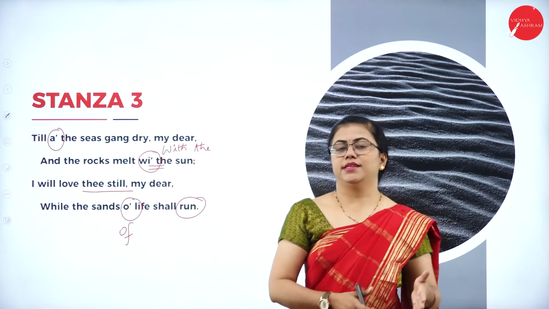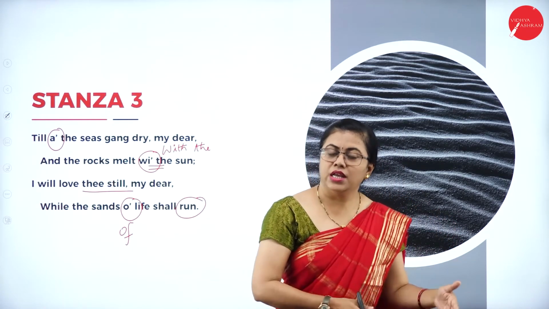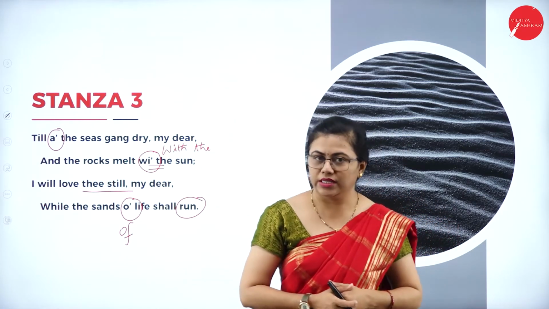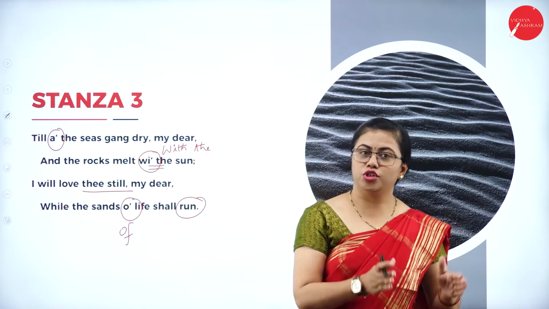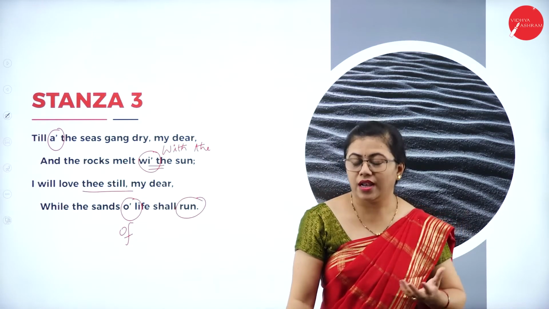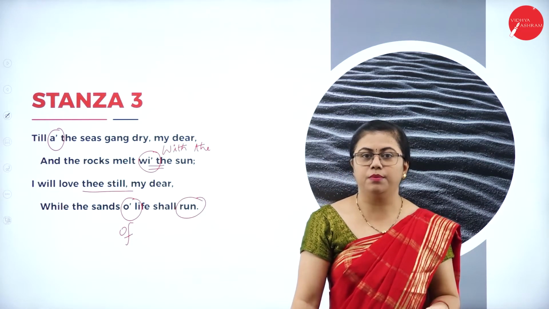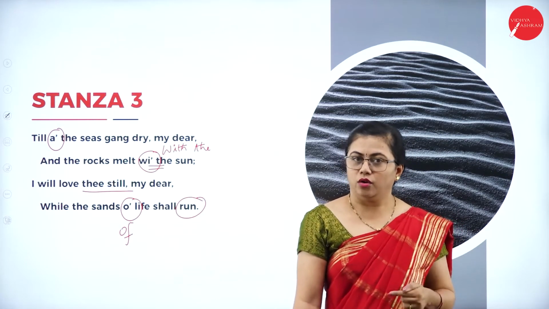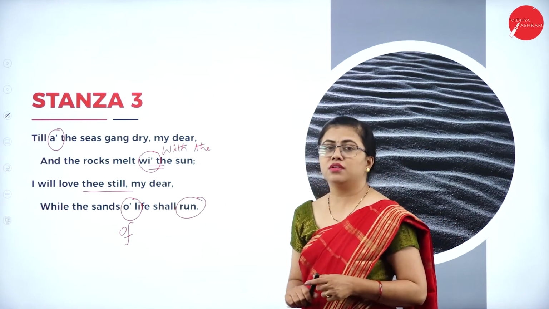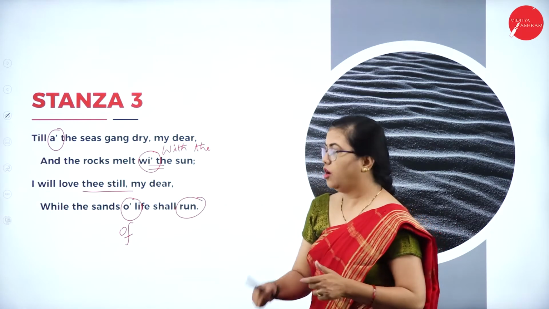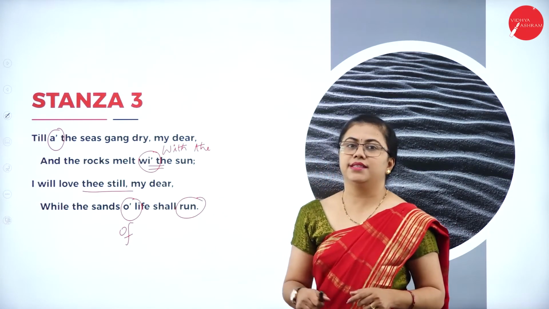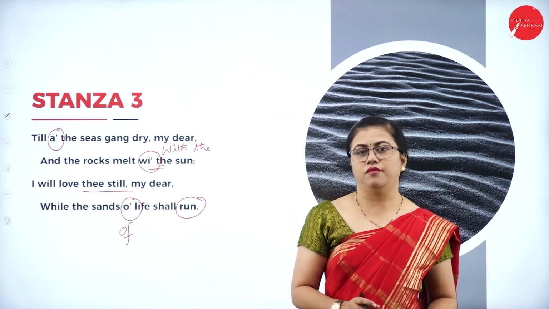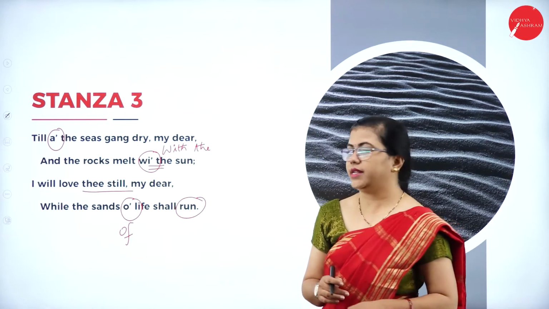So what is a comparison by the poet? He expresses the depth of his love towards the girl. He wants to tell her that his love is so deep. I'm going to love you till the oceans get dry, and also till the rocks melt due to the heat of the sun, or till all the sands in the desert get over. So till then I'm going to love you, is what the poet tells her.